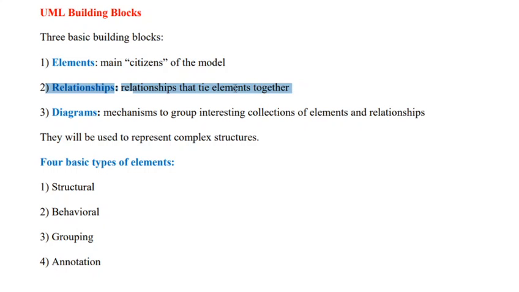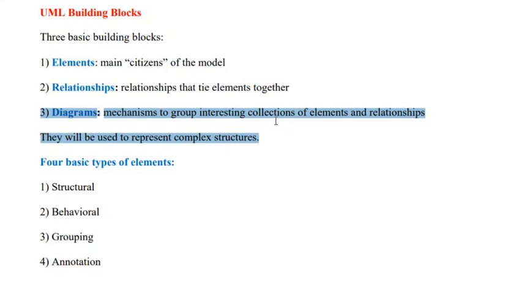Relationships tie the elements together. These are capable of establishing relationships between various elements. Diagrams are mechanisms for grouping the elements and relationships, so they can represent the various elements as well as the relationships between them. So there are three basic building blocks of UML: elements, relationships, and diagrams. Elements are the citizens of the model, relationships tie the elements together, and diagrams are capable of expressing the elements as well as their relationships.